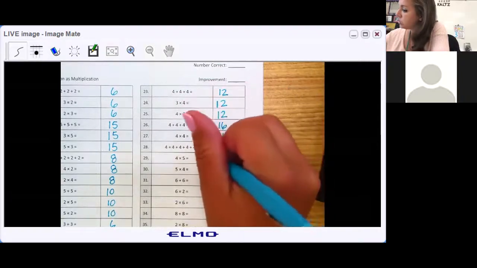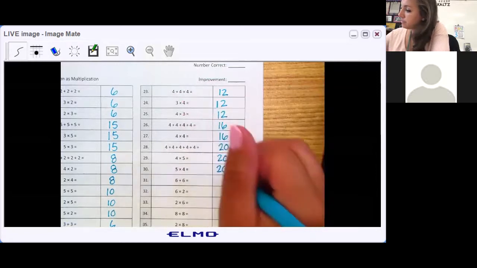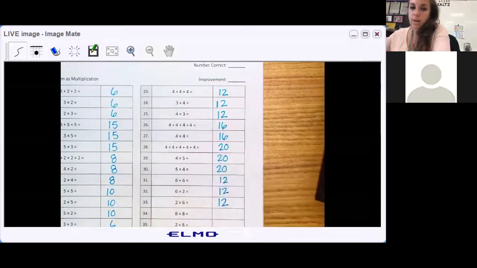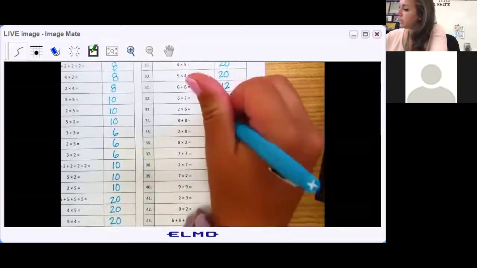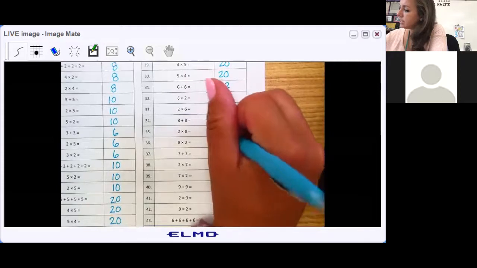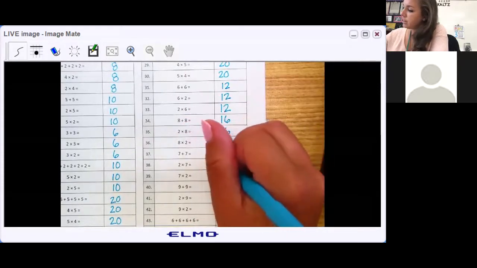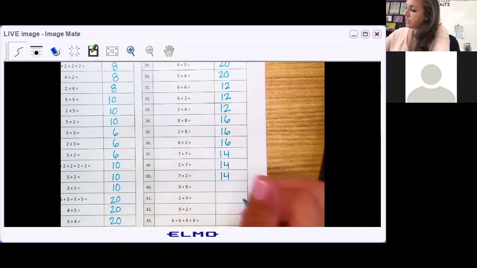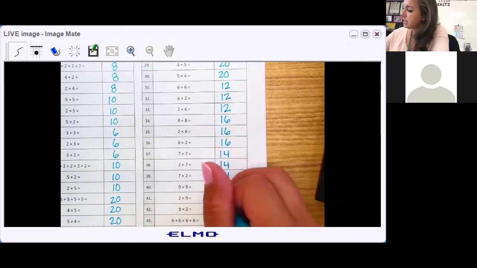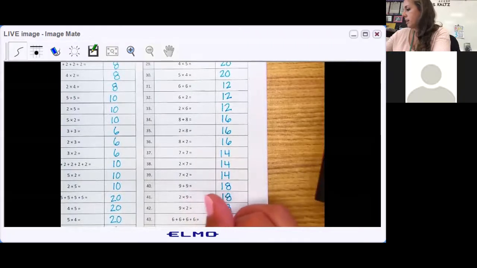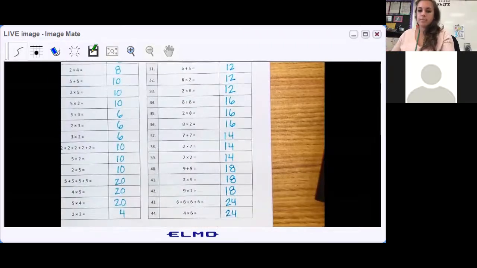20, 20, 20. 12, 12, 12. 16, 16, 16. 14, 14, 14. 18, 18, 18. 24, and finally 24. All right, count up how many you got right.